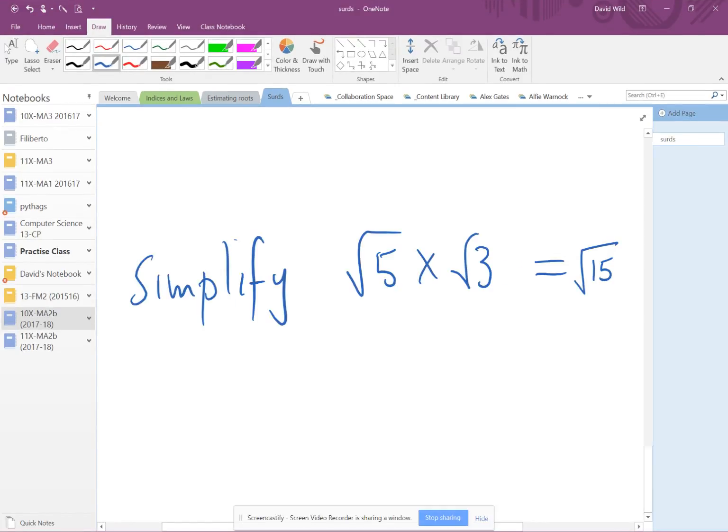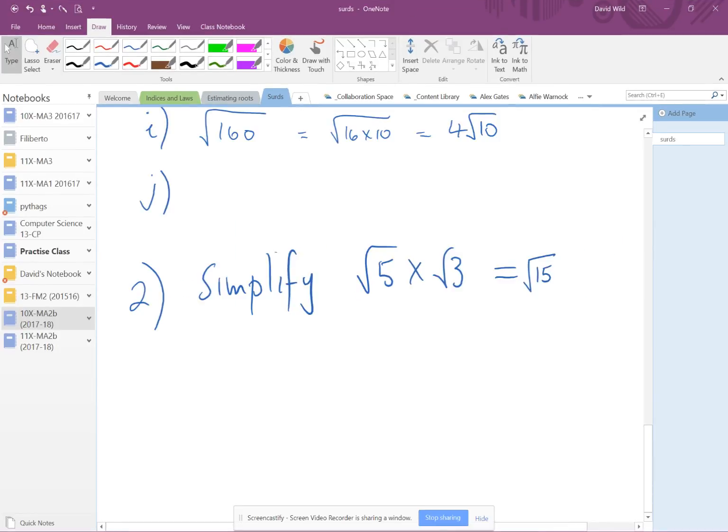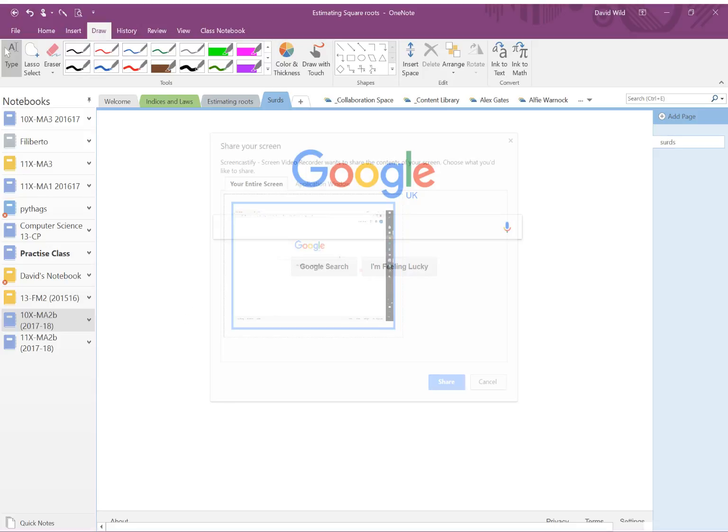And is root 15 a surd? It certainly is, because you cannot factorize 15 into any square factors. Okay, so that's that one. And that's 2a. And 2b, let's have a go at that one.